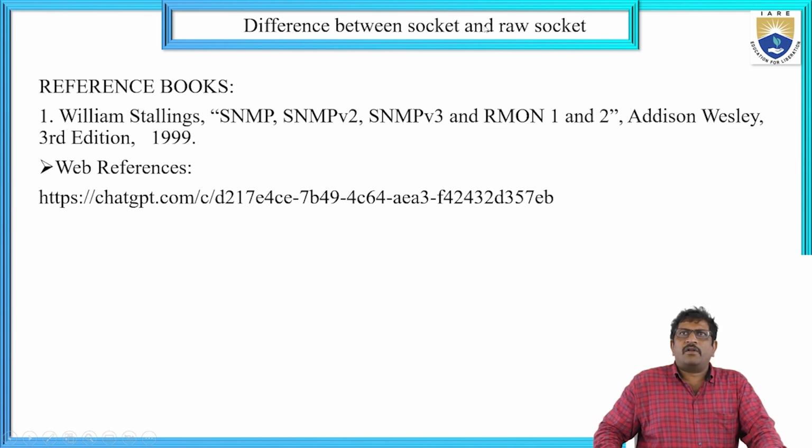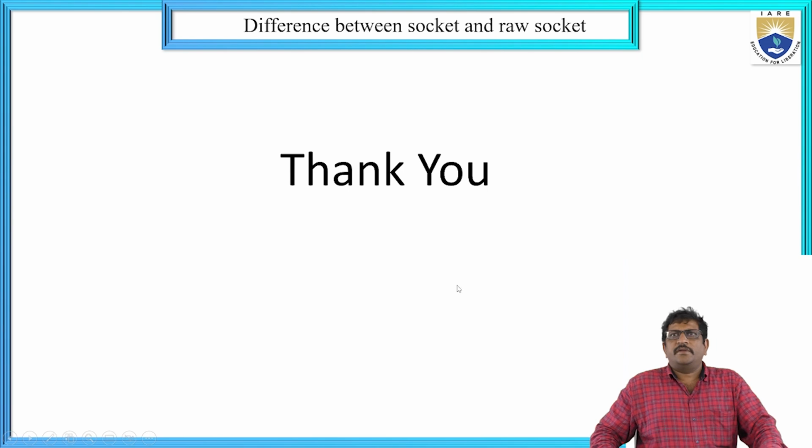Here are the references for raw sockets and sockets. William Stallings' book is a good reference for sockets and raw sockets, in which there are SNMP v2, SNMP v3, and RMON 1 and 2. So this is a reference book, and these are also web references for raw sockets and standard sockets.